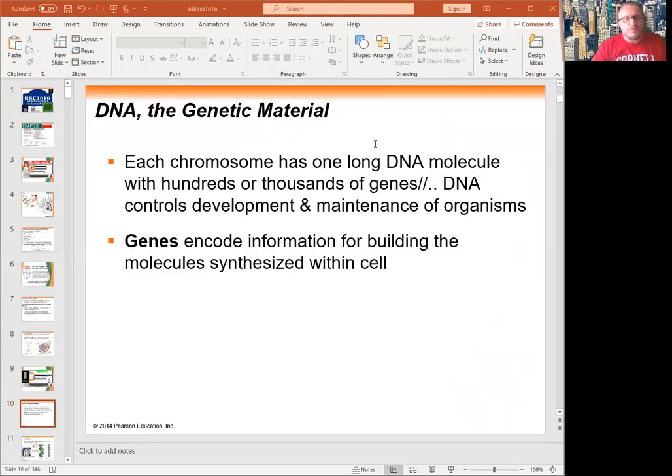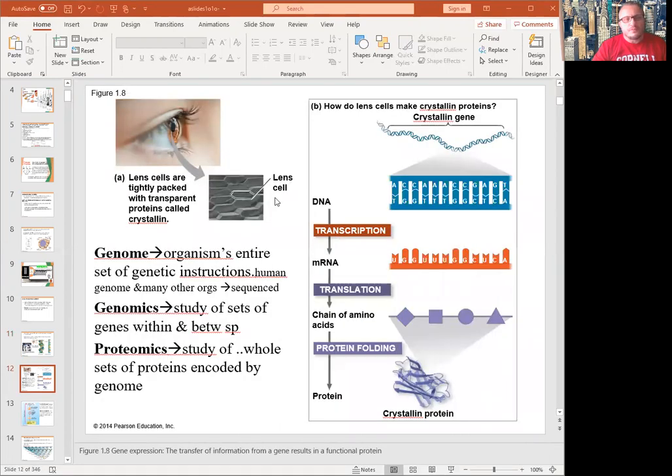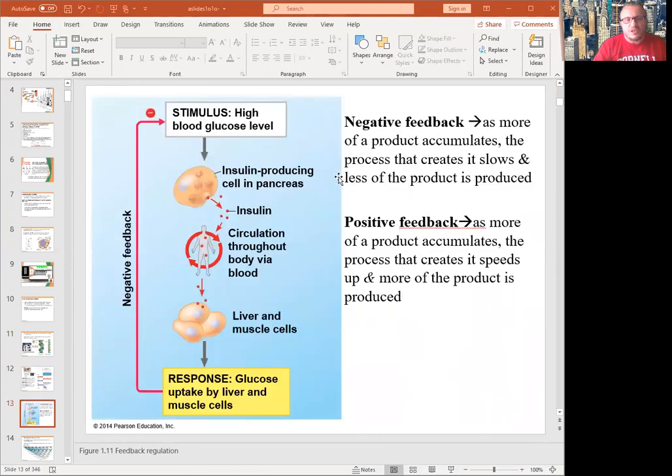DNA is one of the major unifying themes of biology, and genes are part of the building blocks of this. If you look at the double helix of the DNA, which is made of nucleotides, which are A, G, C, T. A always pairs with T, G always pairs with C in DNA. And the genome is the organism's entire set of genetic instructions. Genomics is the study of these genes, the whole sets of the genes. And proteomics is the study of whole sets of proteins.